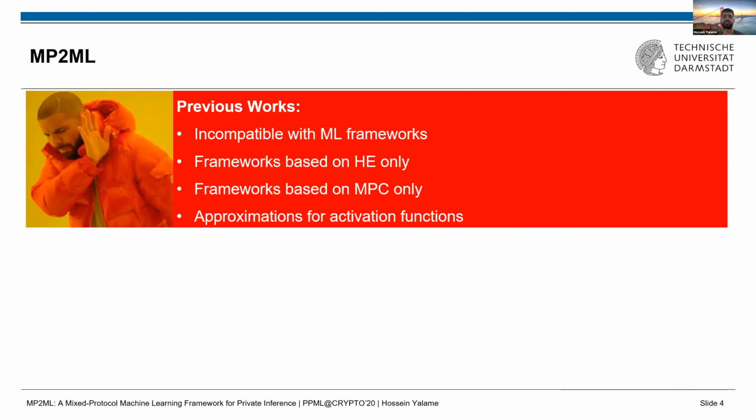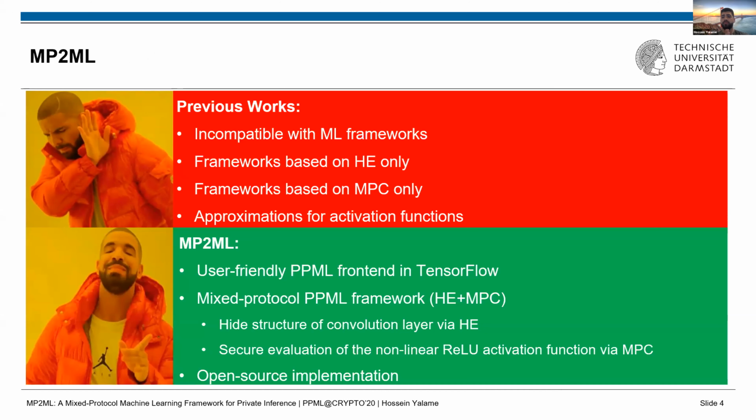Most previous work is incompatible with ML frameworks. They are based on homomorphic encryption with approximation for the activation function. But in MP2ML, we have a user-friendly front-end in TensorFlow. We use a mixed protocol from HE and MPC together, and we hide the structure of the convolutional layers via homomorphic encryption, and we securely evaluate the nonlinear ReLU activation function via MPC. And our implementation is open source.